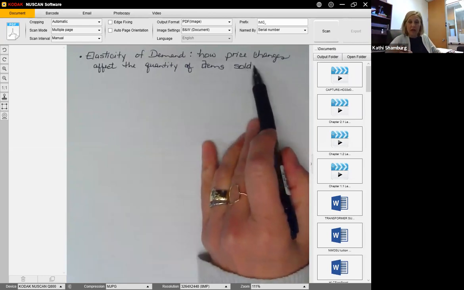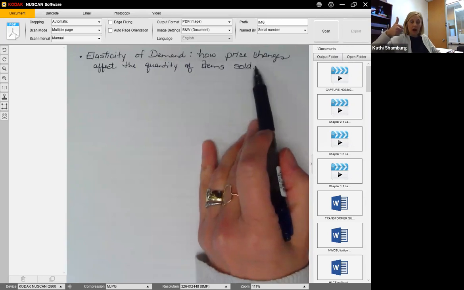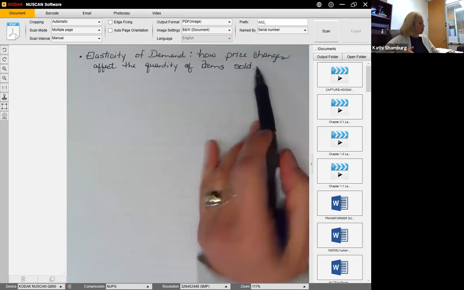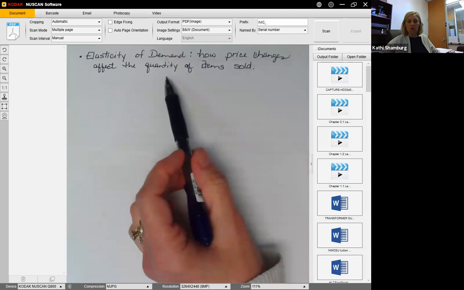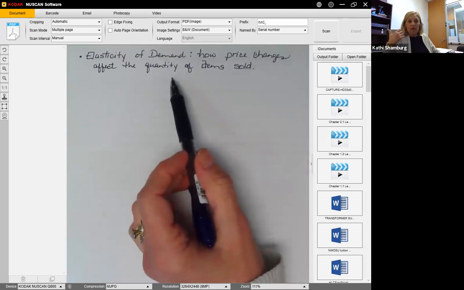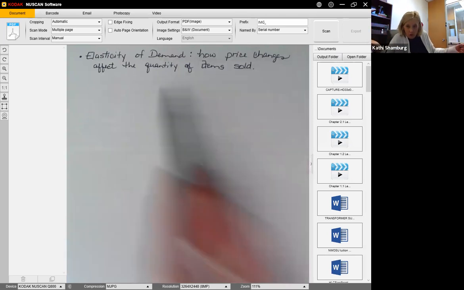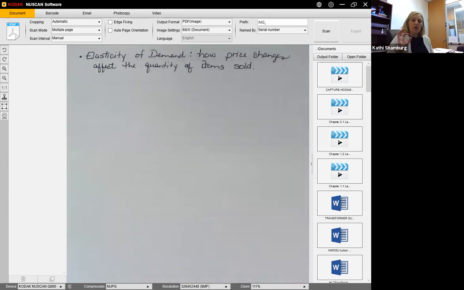Why do they do that? Because they're hoping to sell more items. So if they reduce the price, they're hoping the quantity of items sold goes up. Now, typically we think you're always reducing prices. Well, not always. Sometimes you can raise prices, but you have to be careful because you don't want to raise them so high that people say, I'm done, I'm out, I'm not buying anymore, right? But you can raise it and people will still purchase it.